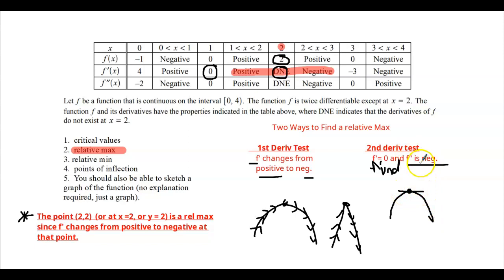The double prime negative is what makes it upside down, the prime equal to 0 or undefined is what makes it flat on the top. And the reason why it could be undefined is if you have a cusp, because at that point, well, that's not really concave down. Let me redraw it, but you could have something that looks something like this, for instance.